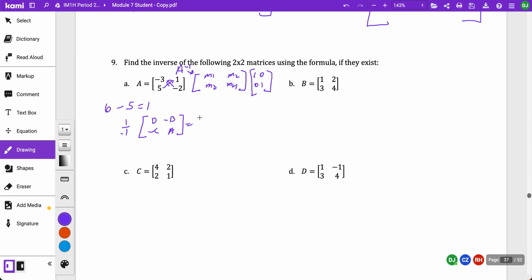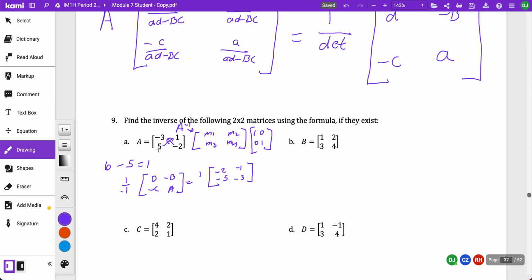So we are going to take 1 over the determinant, so 1 over 1 is just 1, and I'm going to take this negative 2, it's my D value, move it to my A value. So the negative 2 is going to go row 1, column 1. I'm going to take this negative 3 and move it where the D was. This is row 2, column 2. And then I'm going to keep the 1, this value, and I'm going to make it negative. And I'm going to take this 5, and I'm going to make it negative. When I make it negative, I'm going to multiply it by negative 1.